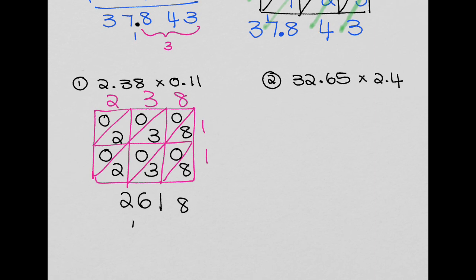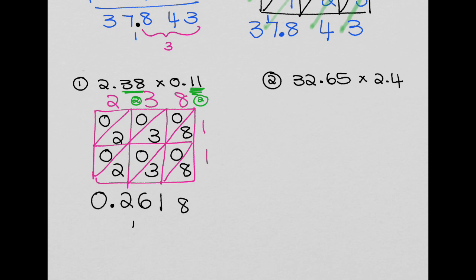Now, in the question, here we've got 2 decimal places. Here, we've got 2 decimal places. So in total, there must be 4 decimal places. Now, I've only got 4 numbers, which means the answer is 0.2618. And there are my 4 decimal places.